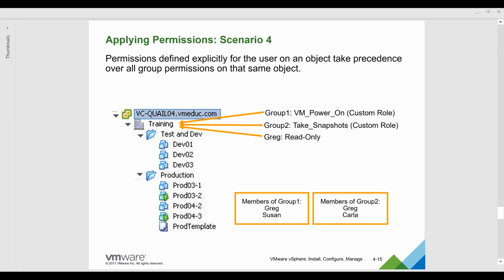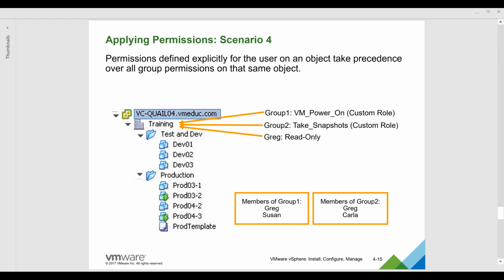All right, let's look at this scenario. Permissions defined explicitly for a user on an object take precedence over all group permissions on the same object. All right, so let's break it down. There's 3 permissions assigned here, group 1, group 2, and Greg. Group 1 is assigned the VM power on role, custom role. Once again, we know it's the only role in that group. Group 2 has 1 role, take snapshots. And Greg, the user, because we still have Greg, Susan, and Carla, both members, has a read-only role.